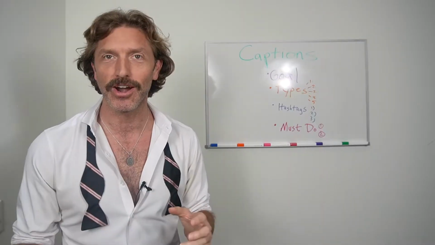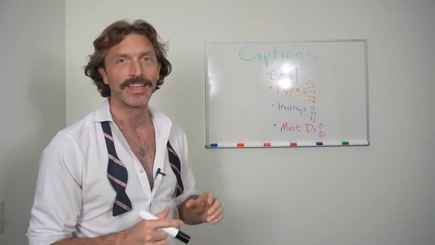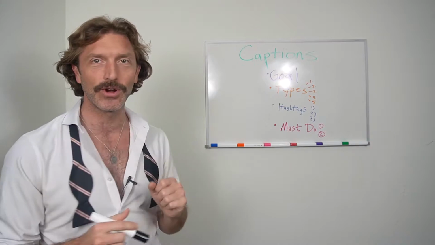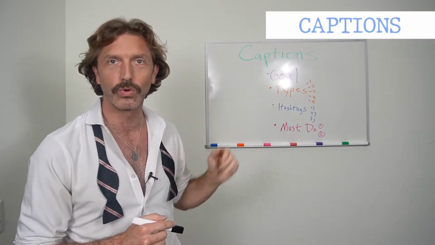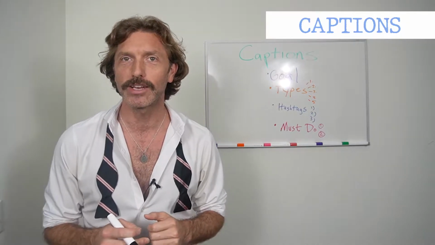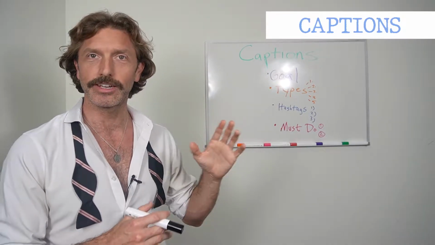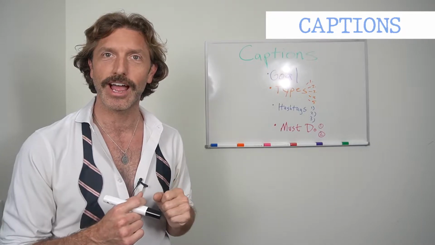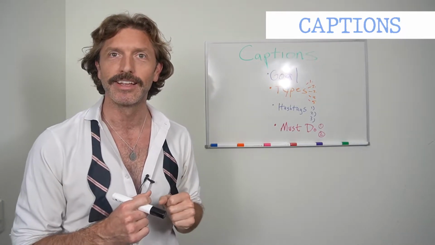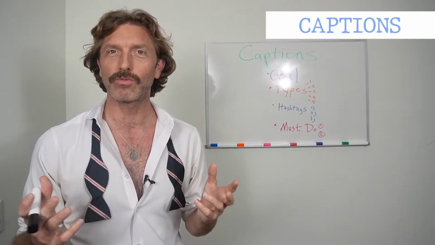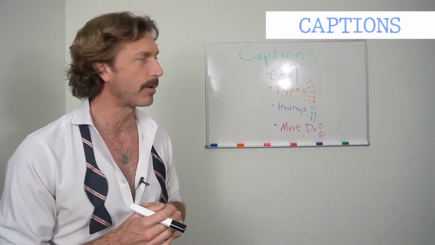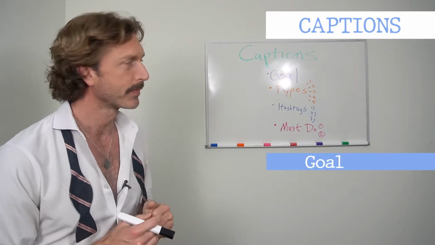Now, on to our episode 5 on captions. Here's what we're gonna discuss. First off, our goal, or, again, what we're trying to accomplish. Underneath your sexy photographs, you're gonna have an opportunity to put some letters and language down there. And what are we trying to do down there? What are we trying to accomplish? We're gonna start with our goal.